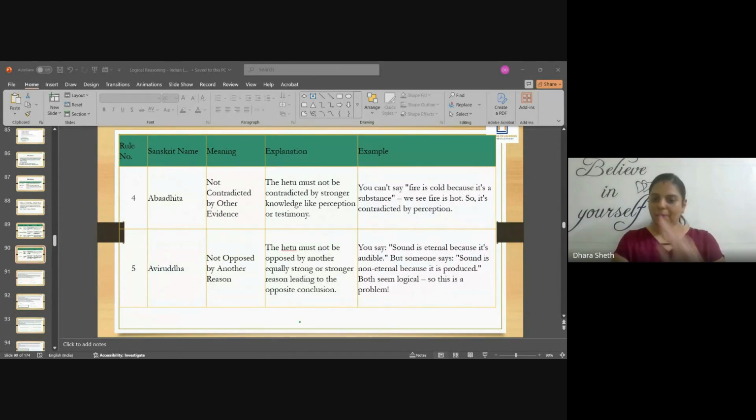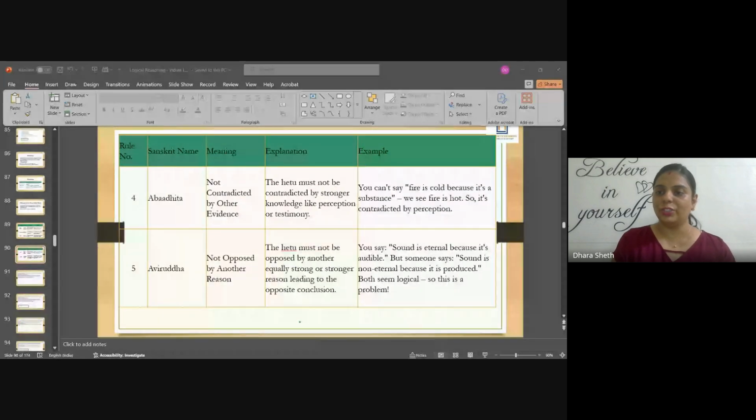Okay. Abadit. There is no other evidence, there is no other praman. Pratyaksh praman says the statement is wrong. Like fire can never be cold because it is always hot. We have praman, we have proof of it. By touching it, sensory perception, the strongest of all proofs. So when it is contradicted by other praman like perception, then it is abadit.